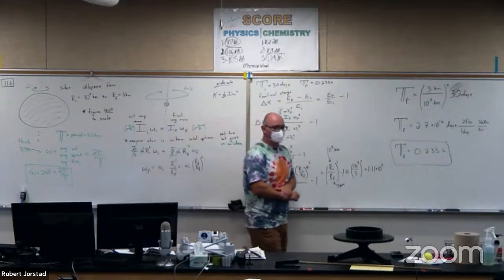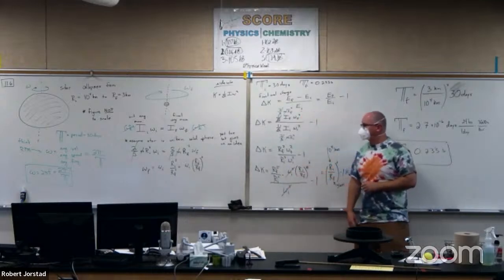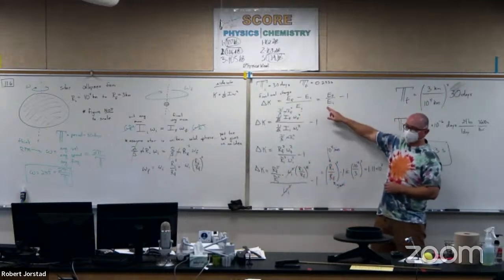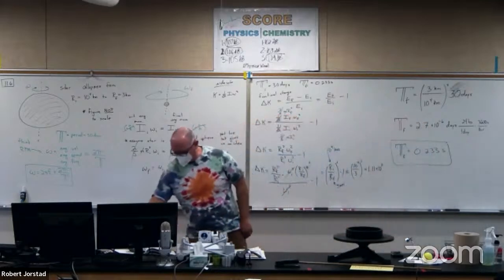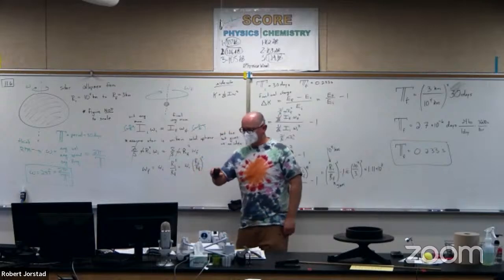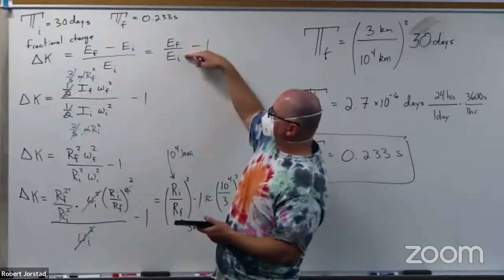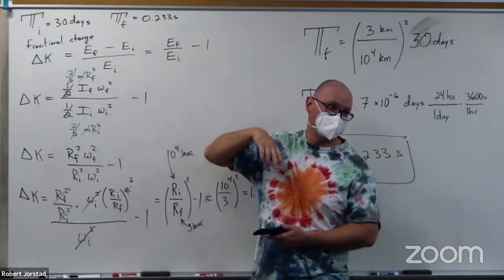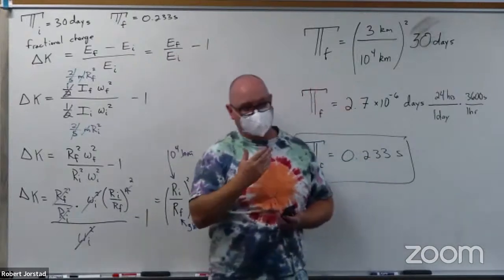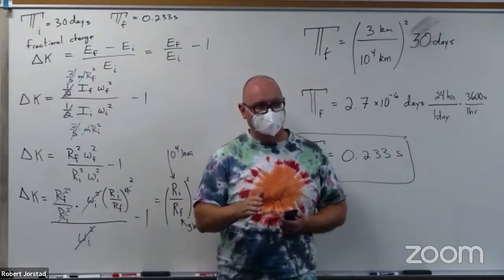Go ahead. Does delta K not have units? What do you think? Take a look at the original equation up here. He asked, does the delta K have units? What are the units of this term? Joules over joules. Yeah. So that's why we can express it as a fraction or a percent. It should be just a number.